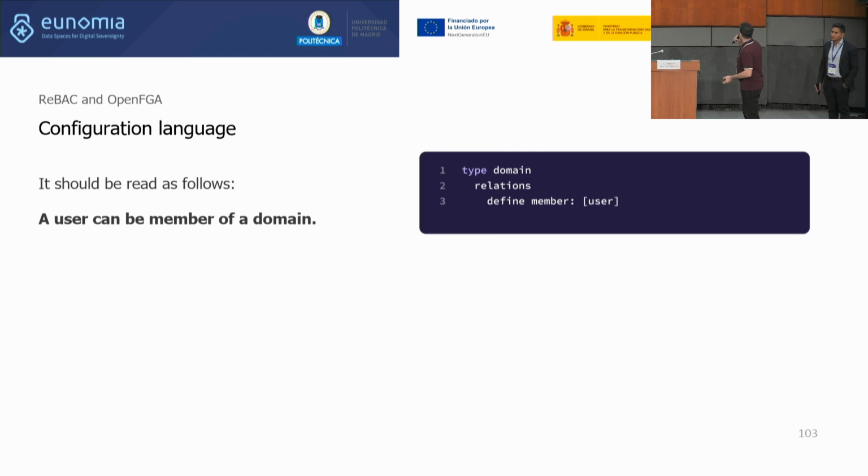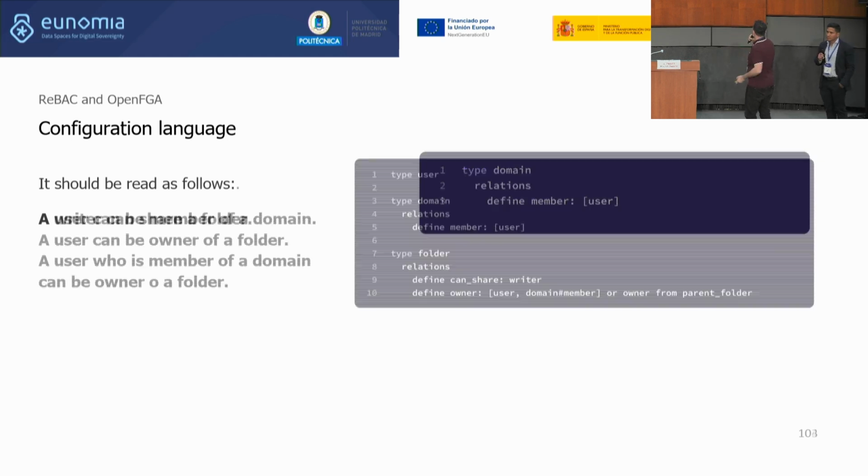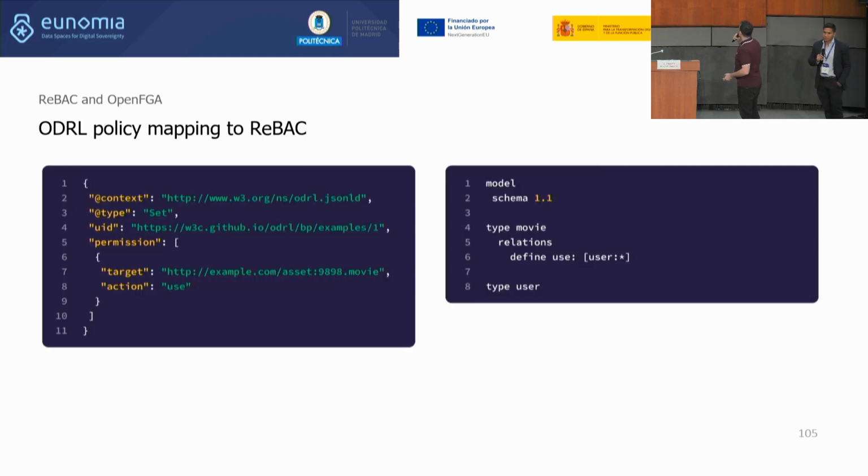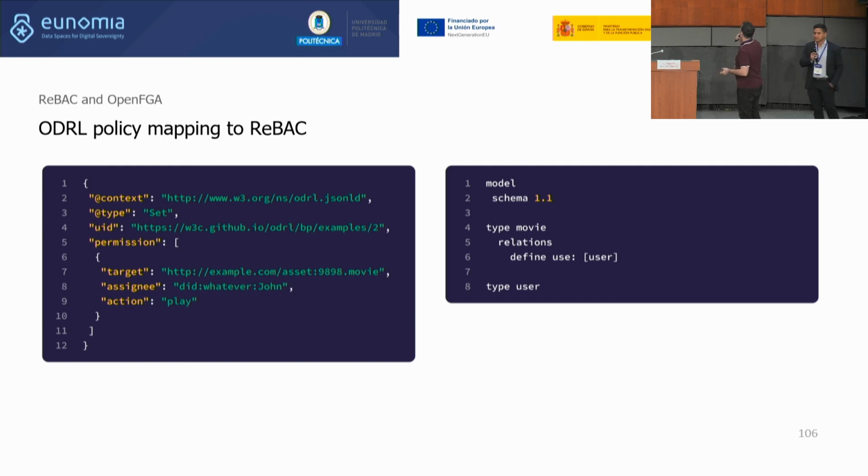With this configuration language, for example, in this case, we can see that a user can be a member of a domain. This is expressed in this way. And how could an ODRL policy be mapped to ReBAC? Here we have a very good example: ODRL with the context, type, UID, permission, target, action. Then you can see how it maps to ReBAC. And here is another case.